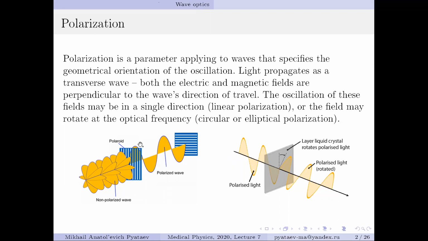There are some substances which allow us to obtain polarized light. These substances are made of molecules which are strongly inhomogeneous.